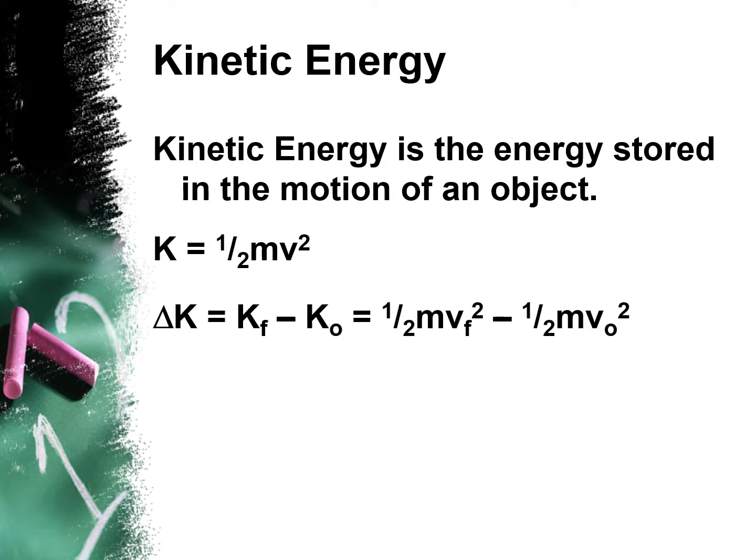Change in kinetic energy is the final kinetic energy minus the initial kinetic energy. It's 1/2 mass times final velocity squared minus 1/2 mass times initial velocity squared. Just like any change, it's final minus initial, but the only thing that's going to be changing is the velocity. So it's the final velocity here minus the initial velocity over here, and that gives us our change in kinetic energy.